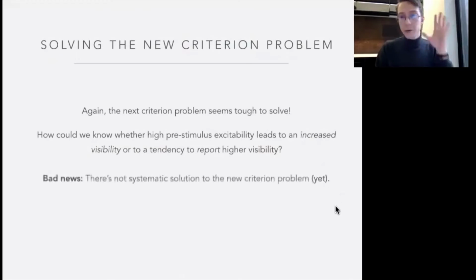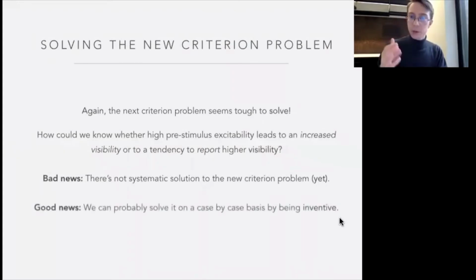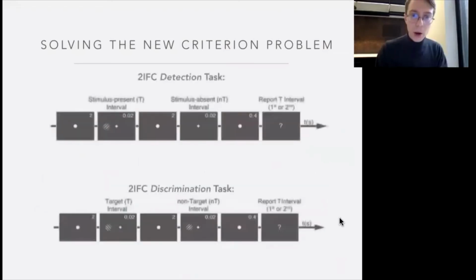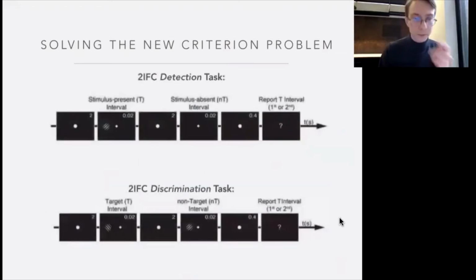So the bad news, again, is that there's no systematic solution to this problem. And the good news is that we can probably solve it, but on a case-by-case basis by being inventive. So here's how we solve it in this particular case. It can be solved if we note a crucial distinction between 2IFC detection tasks and 2IFC discrimination tasks.